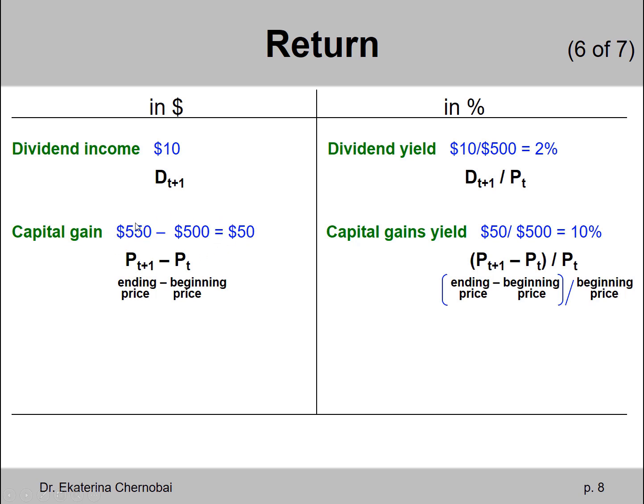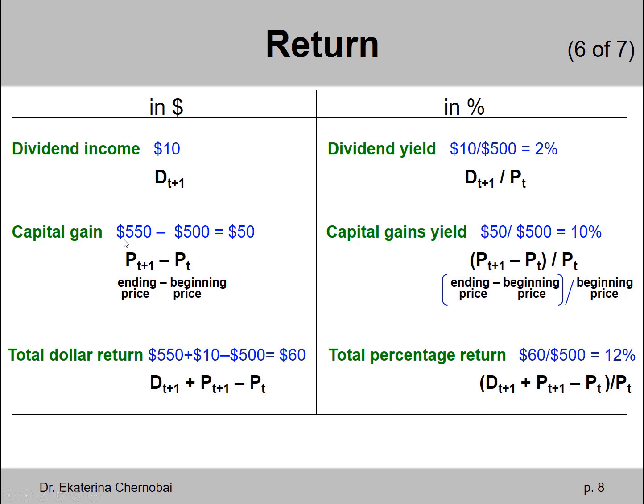So 550, the new price, minus 500, the original price, equals $50. The ending price minus the beginning price. P subscript T plus 1 minus P subscript T. In percent, you take those $50 and divide them by $500 and get a 10% return. This is known as the capital gains yield. So you take the ending price, subtract the beginning price, and then this difference is divided by the beginning price. Or, like I often explain to my students, new minus old divided by old.